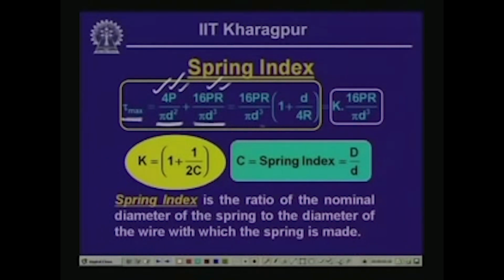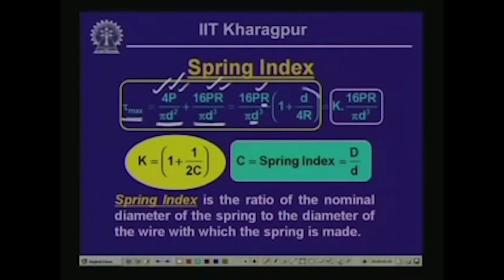pi d cube. And as you know these terms, P is the axial load that is applied on the spring, R is the helix radius or the mean radius of the spring, and d is the diameter of the wire with which the spring is manufactured.